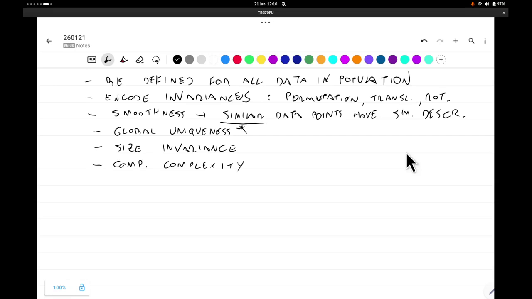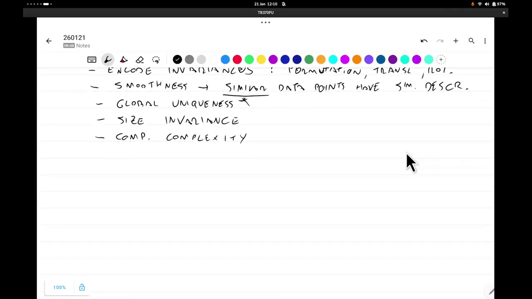Basically, I want to do a bit of a classification of possible descriptors. But first, I promised the nomenclature a bit.